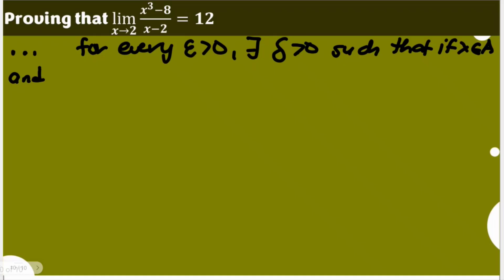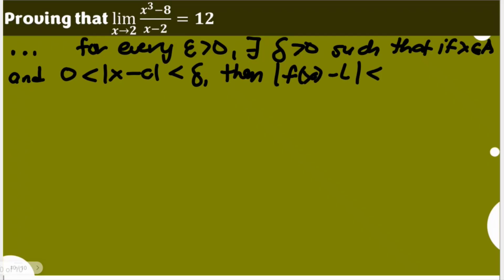and by the way, we're talking about an element of A here because the first part of the definition includes that A is a subset of the real numbers. That's why I just cut it out. So if you are wondering about that, you have here 0 less than absolute value of x minus c less than delta, then the absolute value of the function minus L is less than epsilon. We need to arrive at this form, but we need to come up first with the correct delta in order to do that.